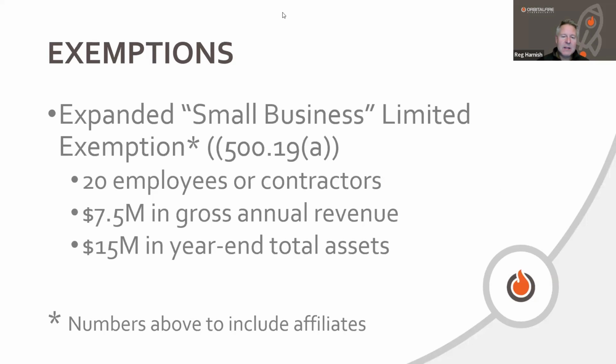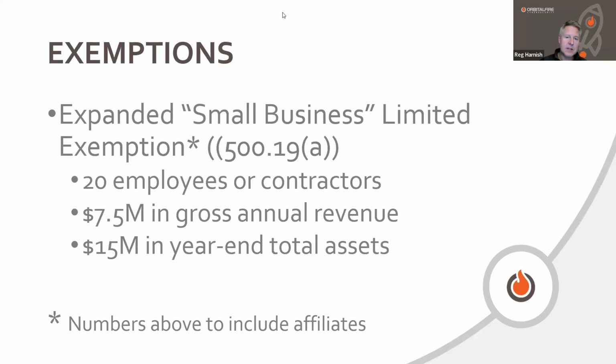Additionally, they've expanded the small business limited exemption, which is 19A. And so most of our customers who fall into the smaller micro size class would be eligible for these limited exemptions. Now, be careful, because the 20 employees, the 7.5 million in gross revenue, and then the 15 in assets, that must include your affiliates.